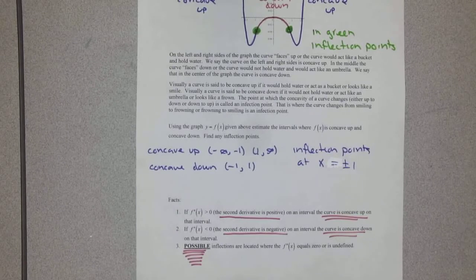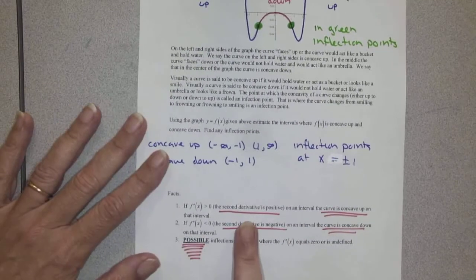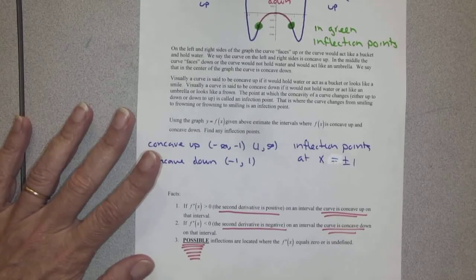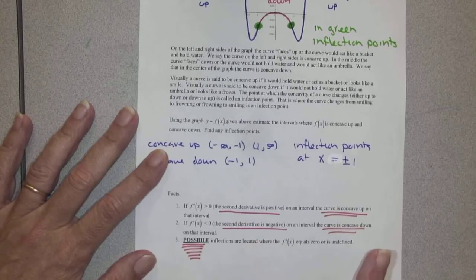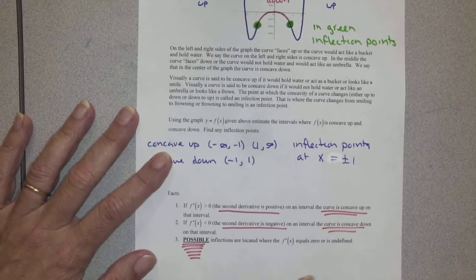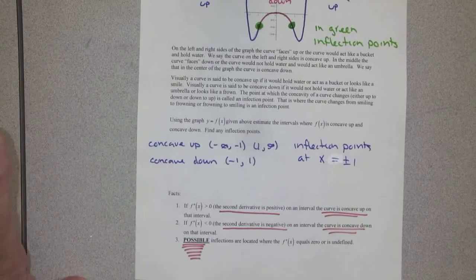You do know how to do increasing, decreasing, local max min. Increasing, first derivative positive; decreasing, first derivative negative. Max mins, critical numbers. Critical numbers: first derivative equals 0, first derivative undefined. Look at how similar this is. Instead of first derivative positive, we have second derivative positive, concave up. Instead of first derivative negative and decreasing, we have second derivative negative and concave down. And instead of critical numbers, where the first derivative is 0 or does not exist, we have possible inflection points, where the second derivative is 0 or does not exist.